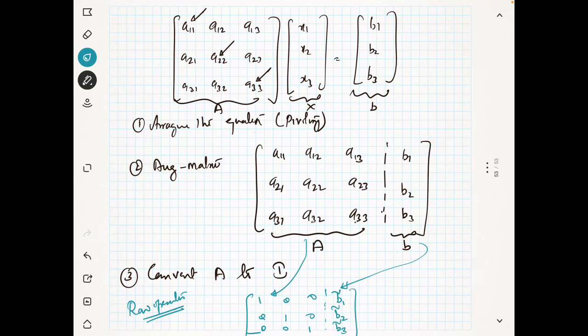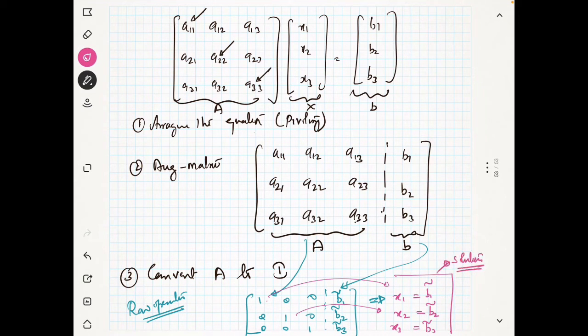So now this equation you can read like this: x1 is equal to b1 tilde, because it is 1 into x1 plus 0 into x2 plus 0 into x3. So that means it is 1 into x1. Next, the second equation will give you x2 is equal to b2 tilde, and the third equation will give you x3 is equal to b3 tilde. So this is your solution.